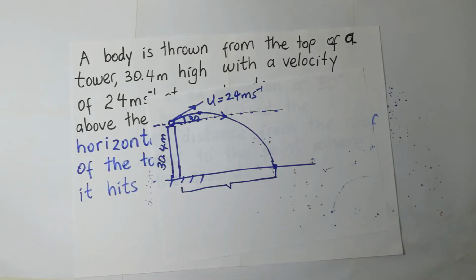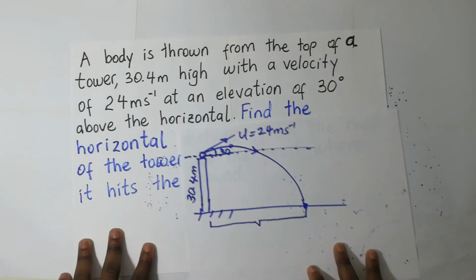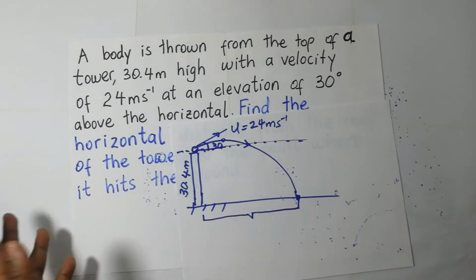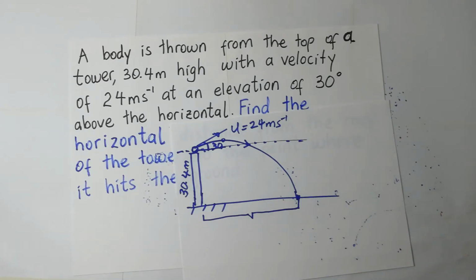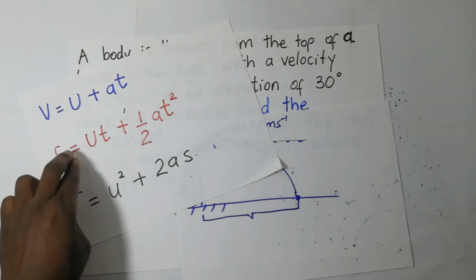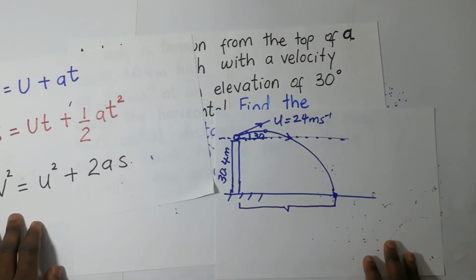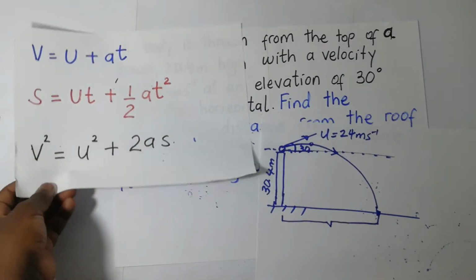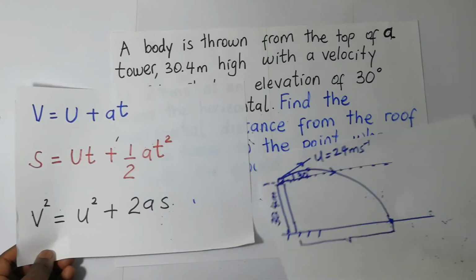So let's get back to this diagram here. We are required to find this distance. Again, it's just about playing around with the equations of motion. We talked about those equations of motion in our previous session, and here they are. So just look at these three equations of motion and ask yourself, which of these three equations of motion is most likely to give you what you want? They want us to find the horizontal distance.